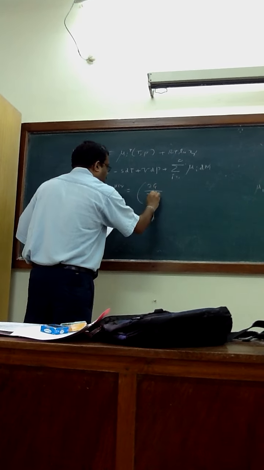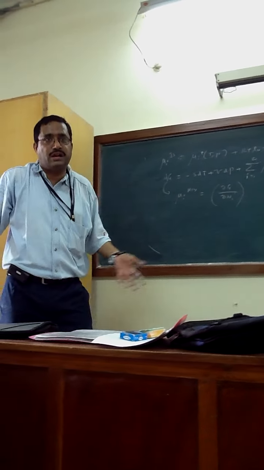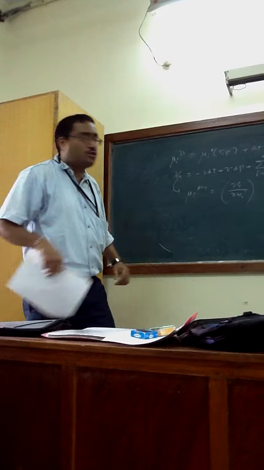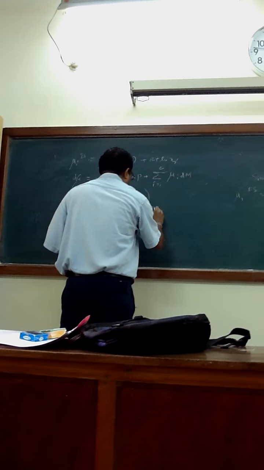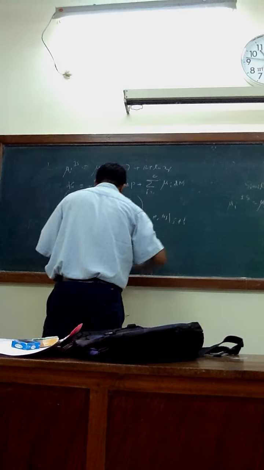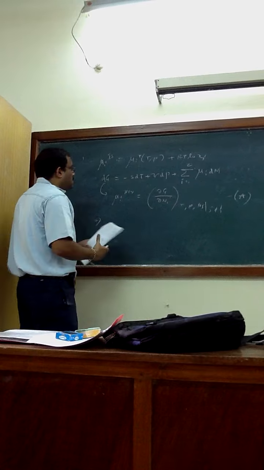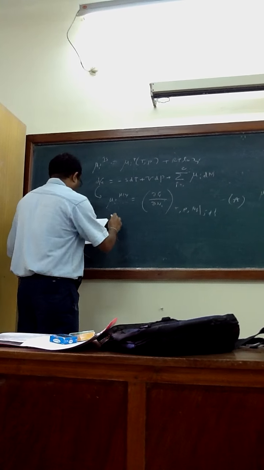See, so much of concept. You guys think only mathematical manipulation. If I do that, you'll be completely lost, right? So much things. Dou G by dou n_i at T, P, n_j, j not equal to i, equation number 8. And from here, we can actually find out.